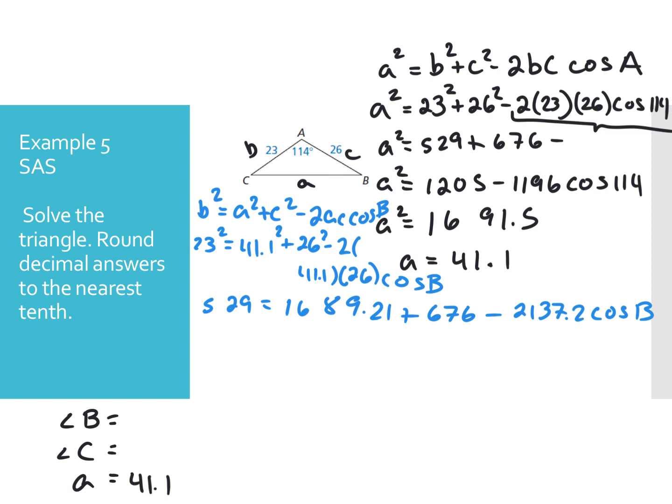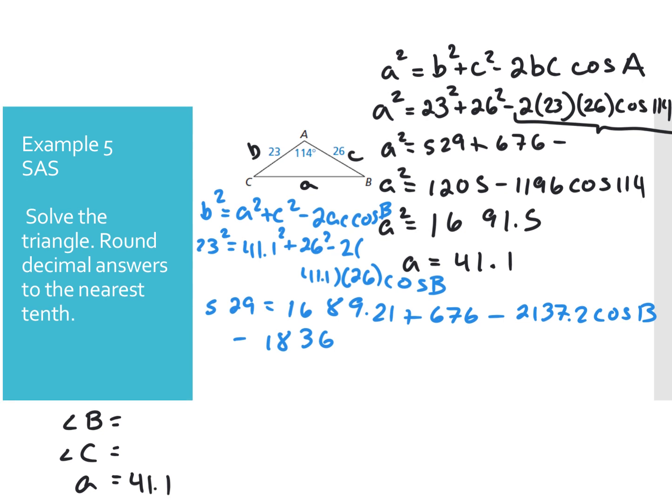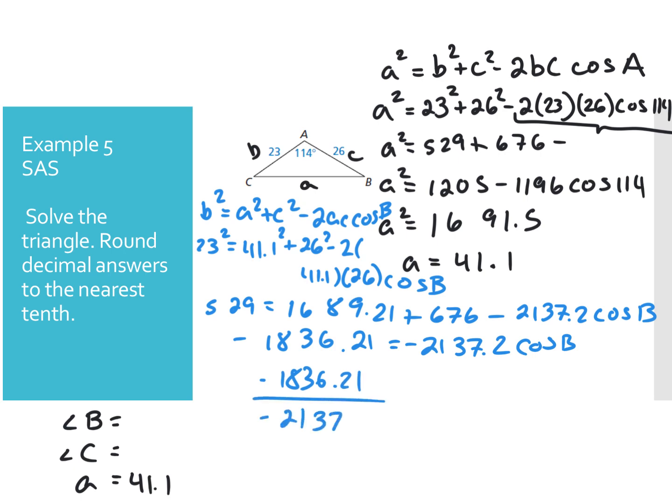Now I'm going to go ahead and combine everything to the left side. So we're going to get 529 minus 1689.21 minus 676. And then that's going to be negative 1836.21 equals negative 2137.2 cosine B. I'm going to go ahead and divide. So I'm going to get negative 1836.21 divided by negative 2137.2. That's going to equal cosine B.